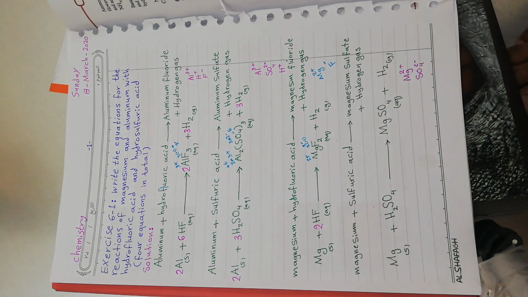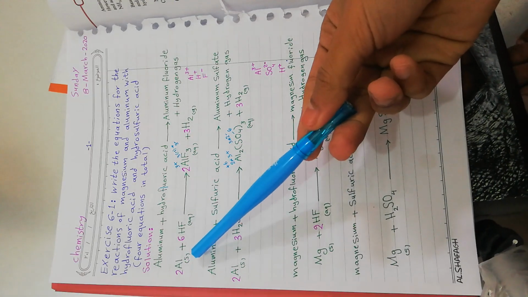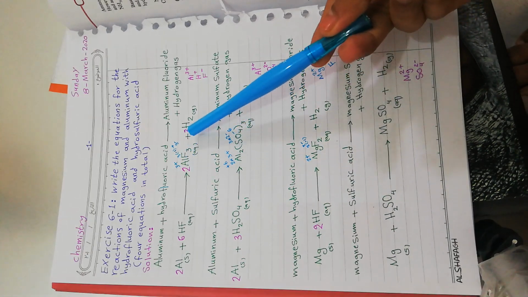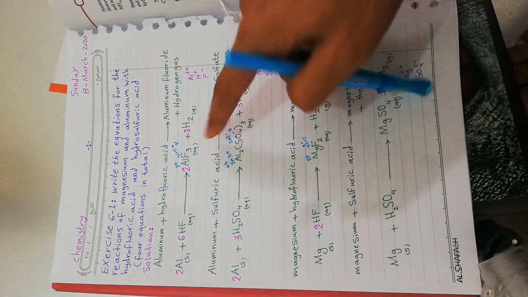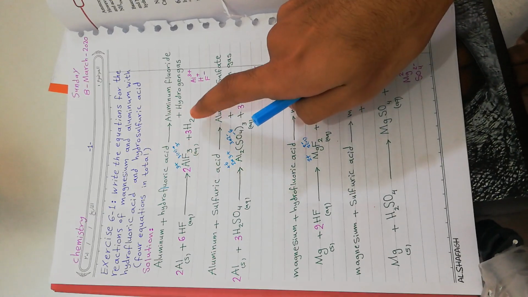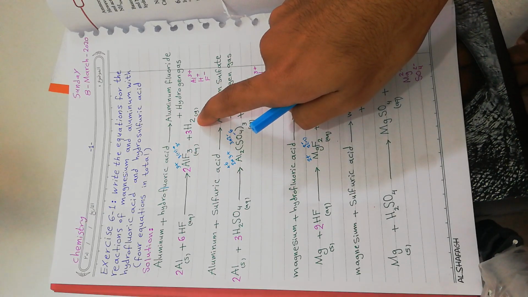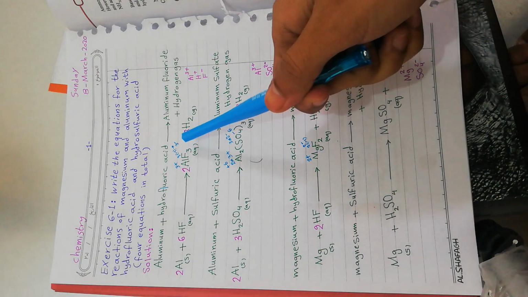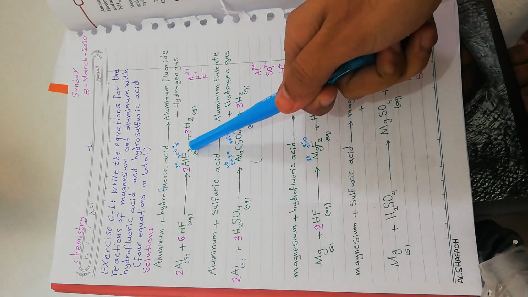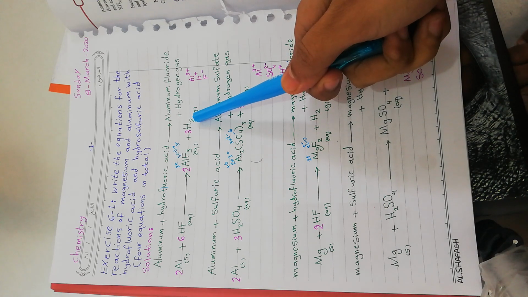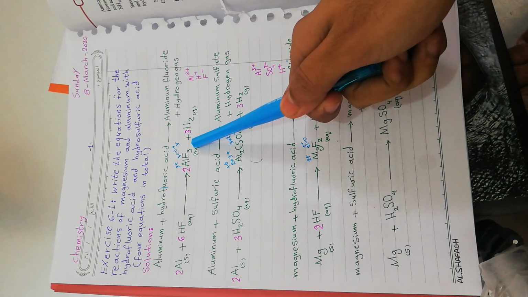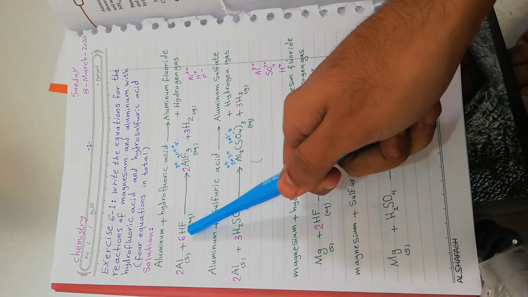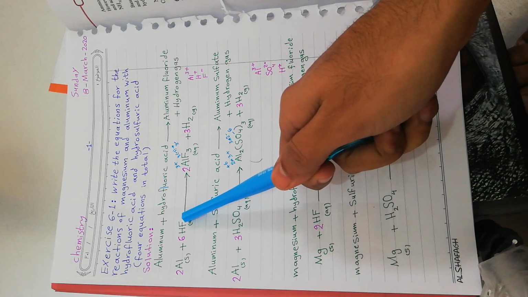Let's balance this equation. Al in solid state will react with HF to produce AlF3 plus H2. How many F here? 3. How many hydrogen here? 2. How many hydrogen and F here? 1 and 1. So the common number between 3 and 2 is 6. 2 multiplied by 3 equals 6. So I will multiply HF by 6. Here I have 6 hydrogen and 6 fluorine.